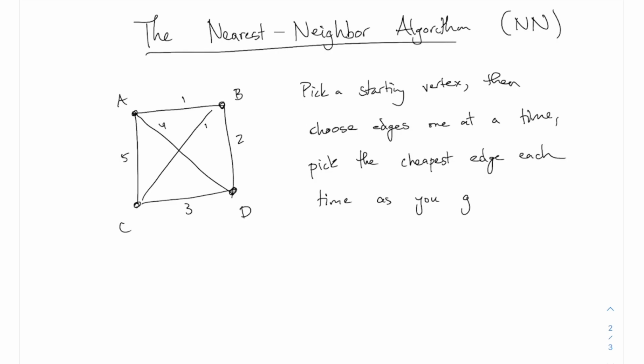Every time you have a choice to make about which edge you're going to use, you just use the one, wherever you're at, which has the lowest weight on it. You pick the cheapest edge each time as you go, and don't finish early. You're not allowed to go back to a vertex you've already used, and you're not allowed to go back to the beginning until you've visited every vertex. So I'll write: don't reuse any vertices. Of course, that's never allowed in a Hamilton circuit, right?